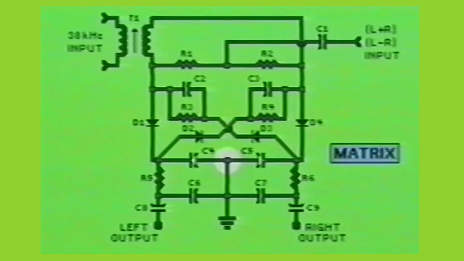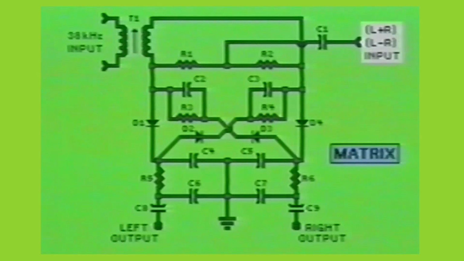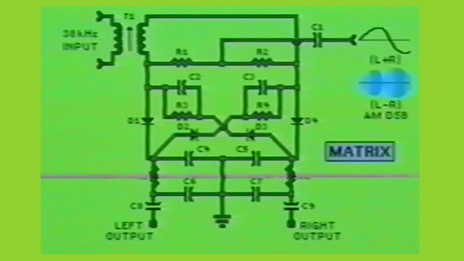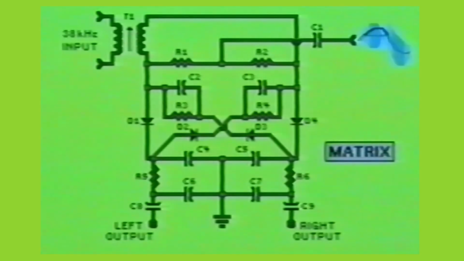At the L+R and L-R input terminal of the matrix circuit, there are 2 different waveforms applied simultaneously. The first waveform is a normal L+R audio signal. The other L-R signal at this point is still in its AM double sideband form and requires detection. Both the L plus R audio signal and the L minus R sidebands are intermixed and depict a somewhat complex waveform.